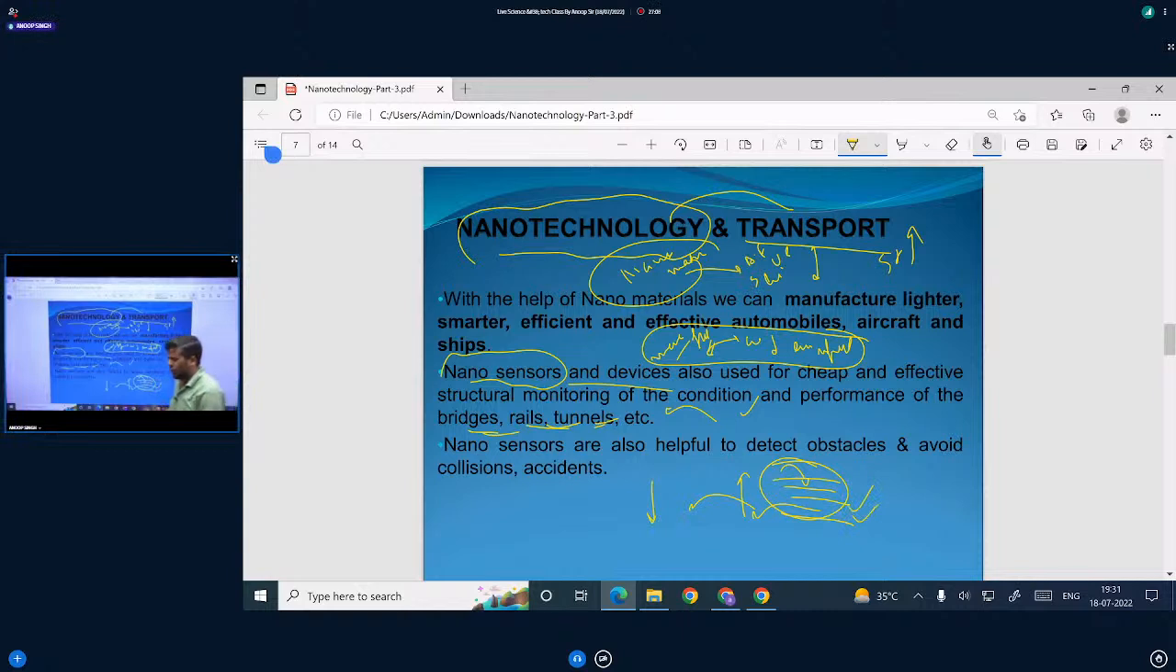We can also observe or detect any obstacle if it comes in front of the railway track or any bridge or on the road. This helps to avoid accidents and collisions. Especially, you know very well, in the winter season, especially in northern India, there is fog at a high rate. So during that period, the movement of vehicles is very critical.